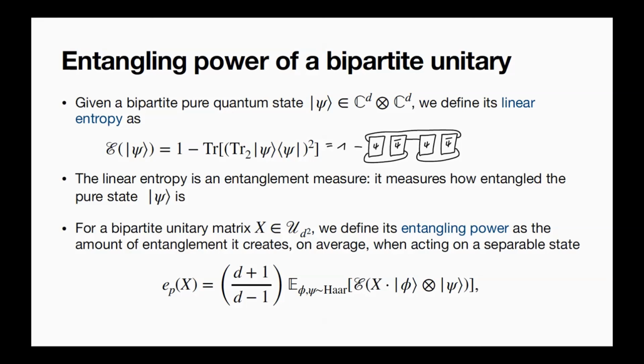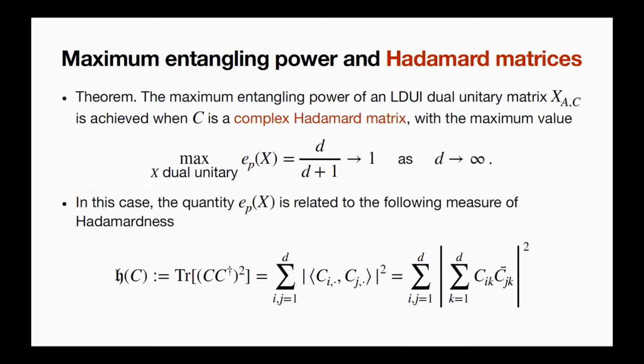So it has these very nice properties that, for instance, if my gate is a tensor product of unitaries, it will not entangle, so it's 0, and all this kind of thing you might expect. So of course, then you can ask which are the unitaries which have the largest entangling power. And this is what we are doing in our paper. We are looking at which among our symmetric operators have the largest entangling power. And the answer is that the ones which correspond to C being a complex Hadamard matrix.